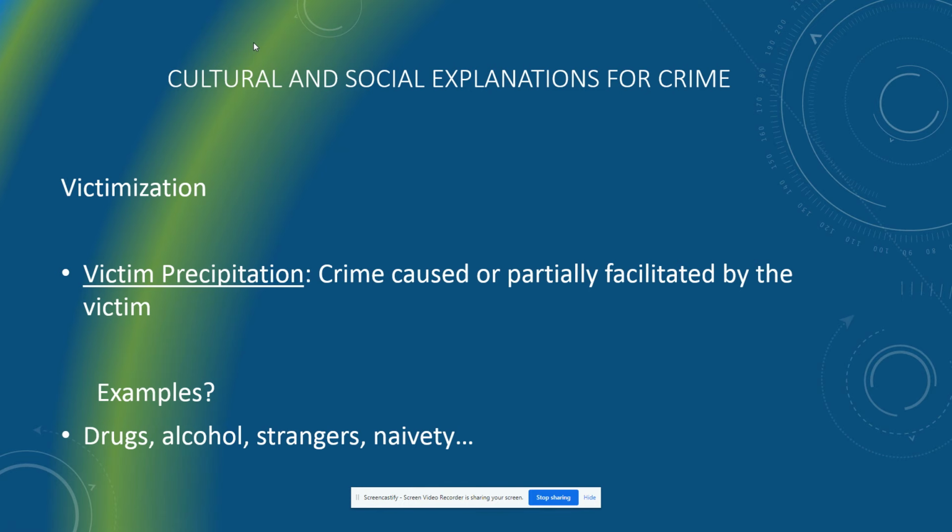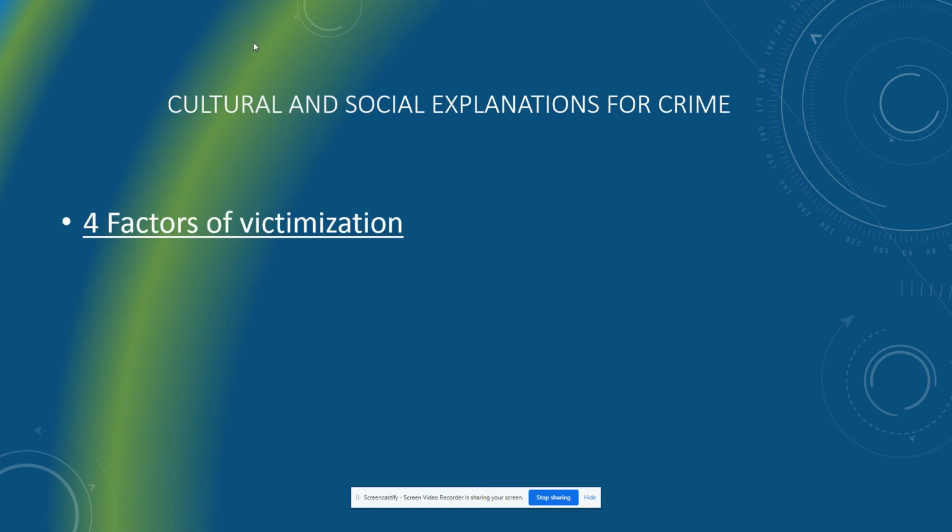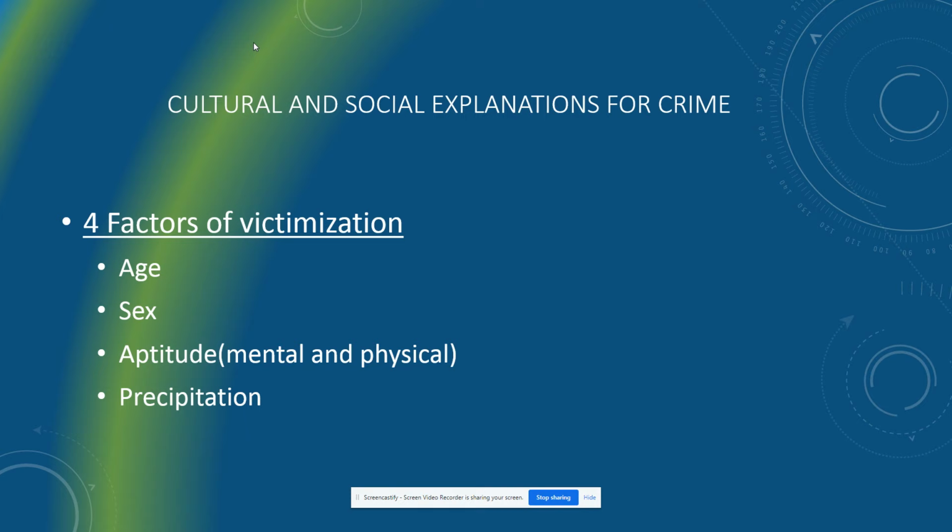And unfortunately, guys can be victims. We're more so victims of violent crimes such as battery and things like that, as opposed to anything sexual. But as far as that's concerned, there are 4 factors to victimization: age, sex, aptitude, precipitation. So what I'm going to talk about there real quick, age is essentially, it depends on your vulnerability. Your older population tends to be more vulnerable, just like your kids are more vulnerable than, say, middle-aged adults.